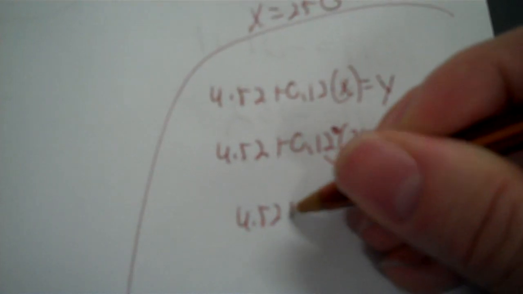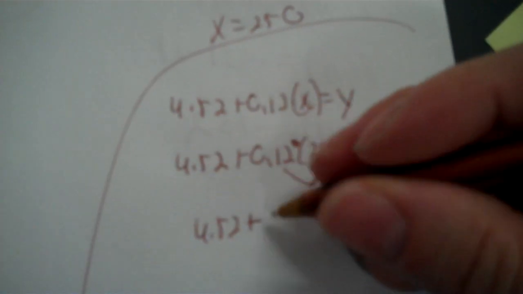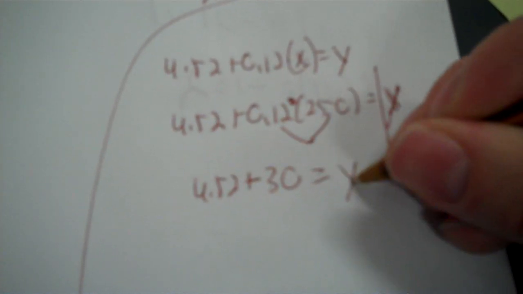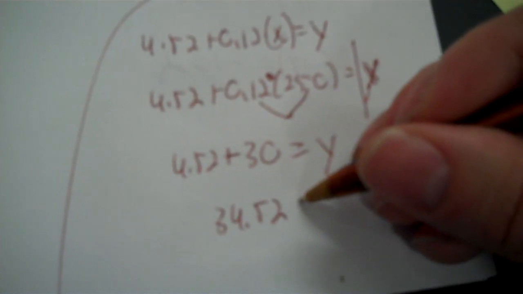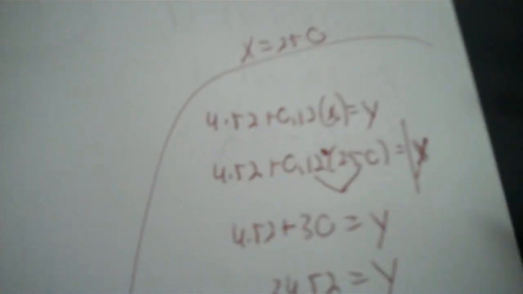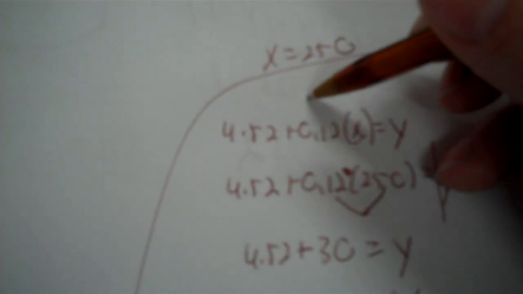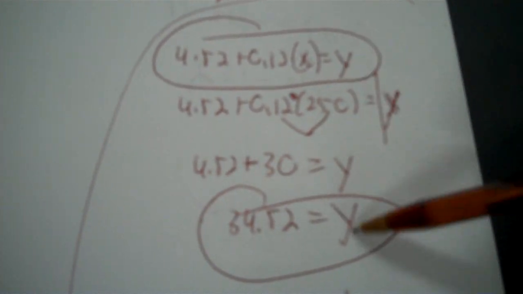First multiply, because 0.12 dollars a minute times 250 is 30. 4.52 plus 30 equals Y, which is $34.52. These are the answers I'm looking for in this problem, okay? That and that, those two things. Or you can write 34.52, which is for sure the second answer. Or you can write that instead of the X and the Y. Go with what you're comfortable with.